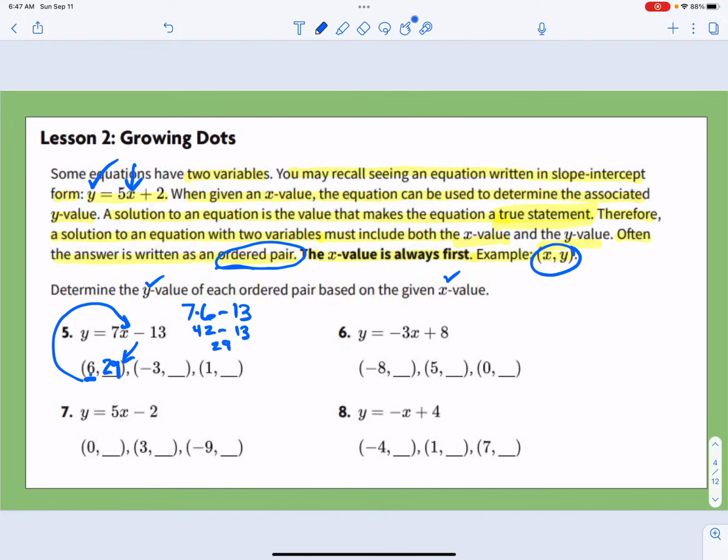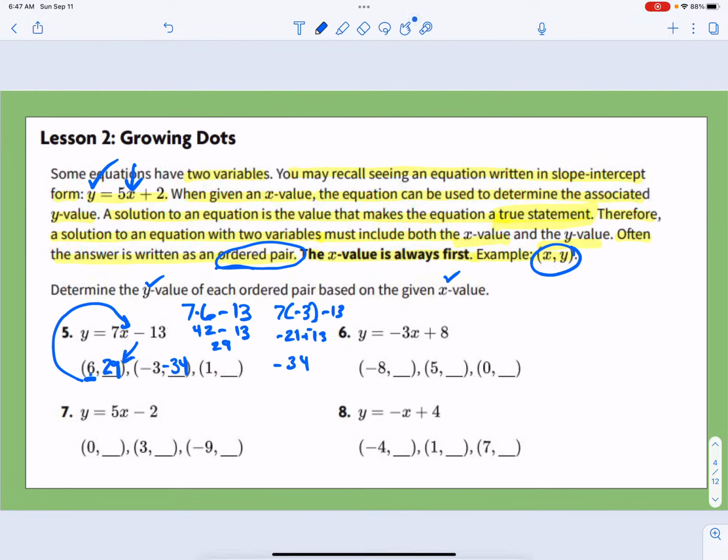Okay, and then we do the next one, right? 7 times negative 3 minus 13. A positive times a negative is a negative. Negative 21 minus 13. We add the opposite. Signs are the same, so we're going to find the sum and keep the sign the same. So we have negative 34.